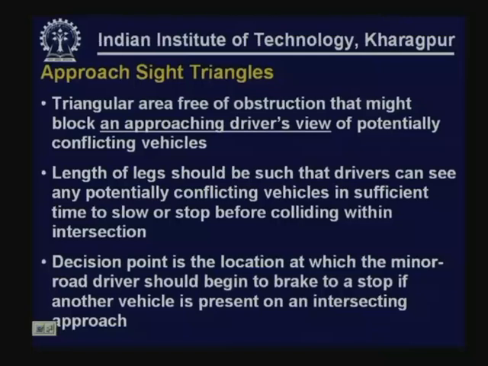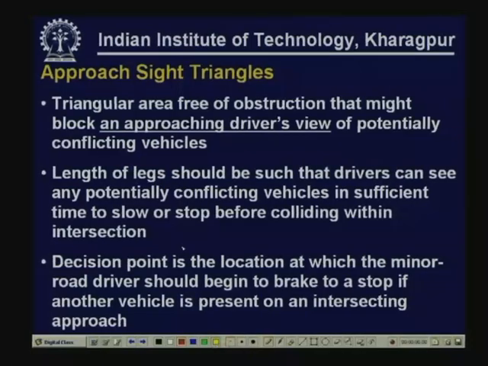Approach side triangle, as given here, is the triangular area free of obstruction that might block an approaching driver's view of potentially conflicting vehicles. I would like to draw your attention to this particular aspect, an approaching driver's view. That means, when a vehicle is approaching, the vehicle is in motion, at that time what is the triangular area that should be free from obstruction for the approaching vehicle.